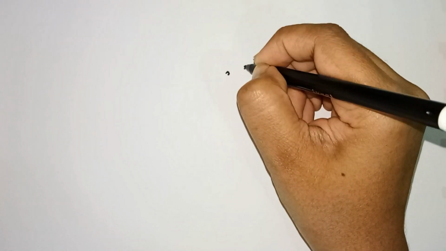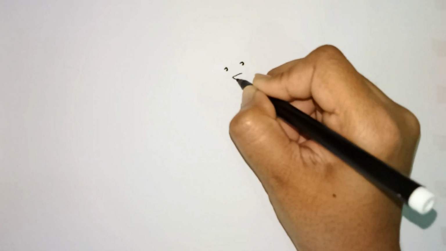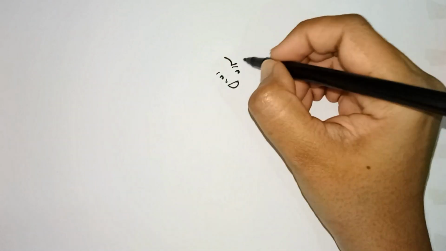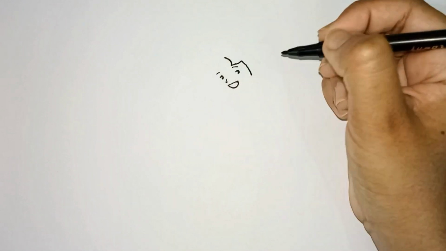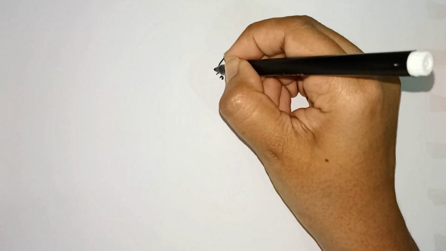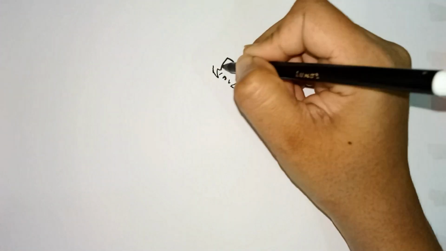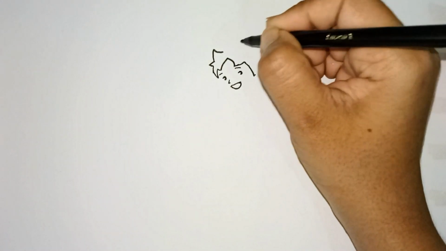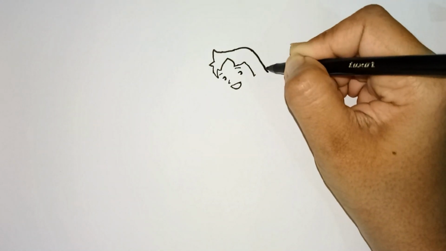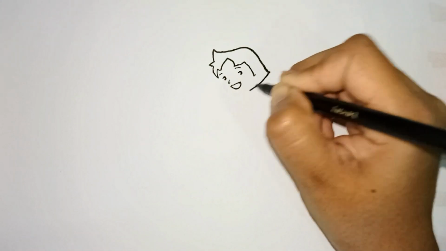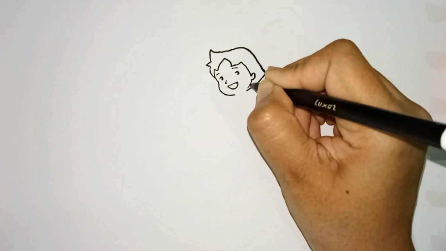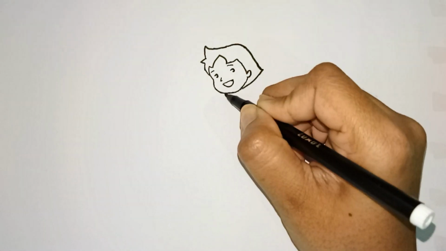First we'll draw the eyes, and then a mouth like a laughing Heidi, nose, eyebrows, and then hair falling on her forehead, so that's the face.